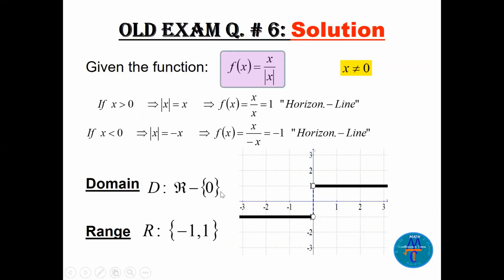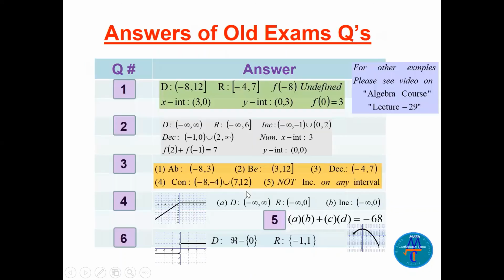We can write the domain, if you like, this way: minus infinity to 0 open, union, 0 to infinity. Please write it down. Again, domain: minus infinity to 0 open, union, 0 open to infinity. That's one answer. Same answer as R except 0. Or in English, all real numbers except 0. Now, these are the answers for these 6 questions.